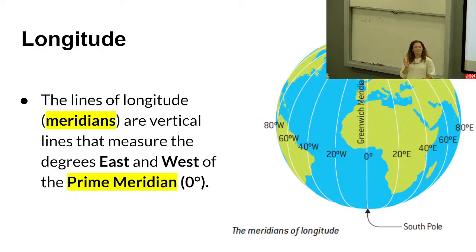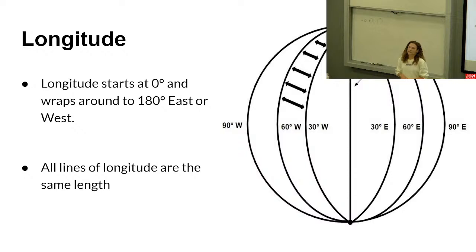So the prime meridian is 0 degrees in England, and it goes 180 degrees east, and it goes 180 degrees west, and it meets on the other side at the international date line. So all lines of longitude are the same length because they go from pole to pole. Our lines of latitude are different lengths because they go from the equator, which is the thickest part, and then they go up to a pole, which is smaller. So lines of longitude are equal lengths, and the highest degree is 180. So you can't have a degree of longitude higher than 180.